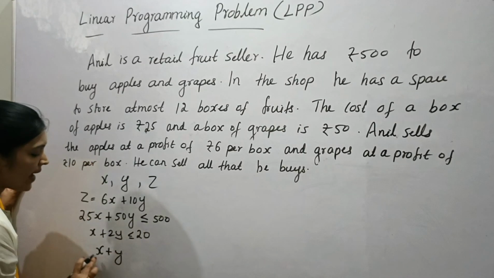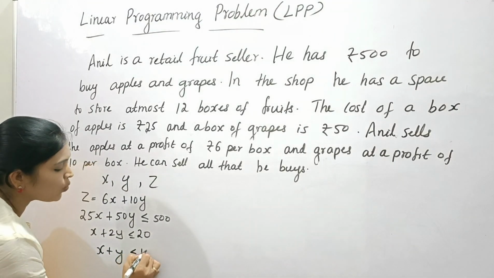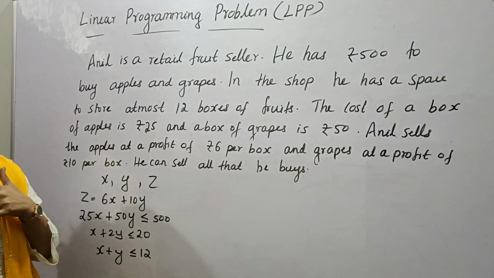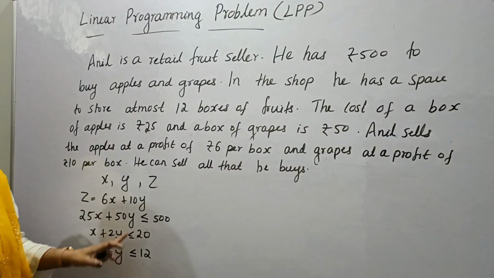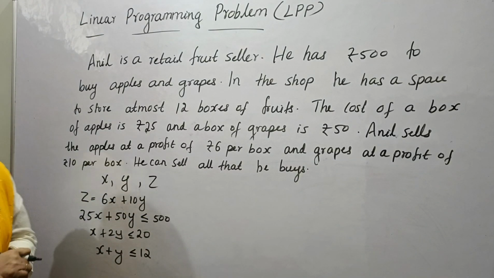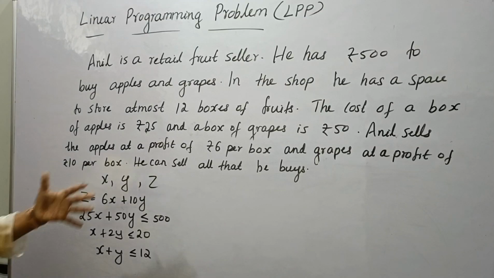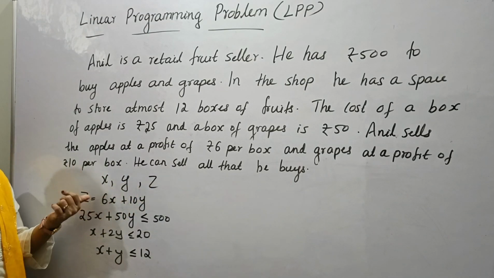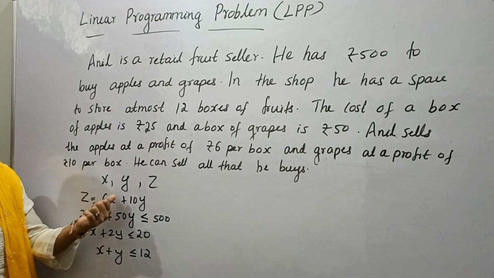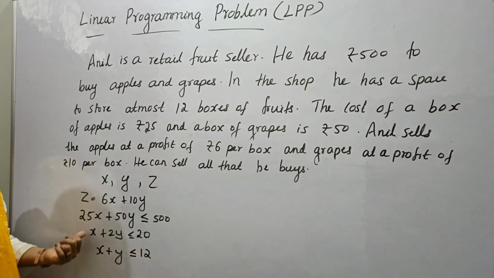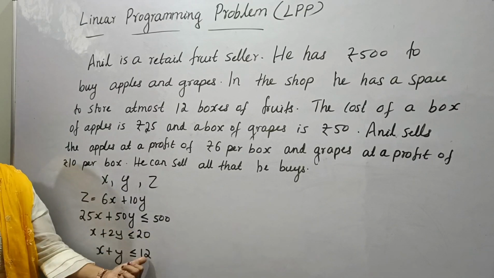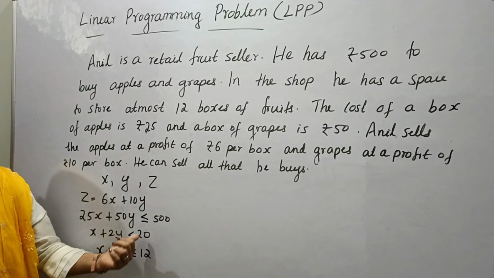So here we can write x plus y less than or equal to 12, because at most 12. Okay. Therefore, x plus y less than or equal to 12. And see, here we have got z equals 6x plus 10y, and x plus 2y less than or equal to 20, x plus y less than or equal to 12.